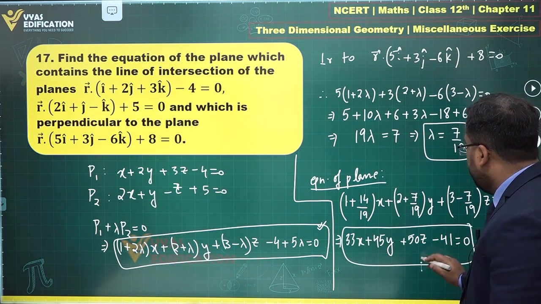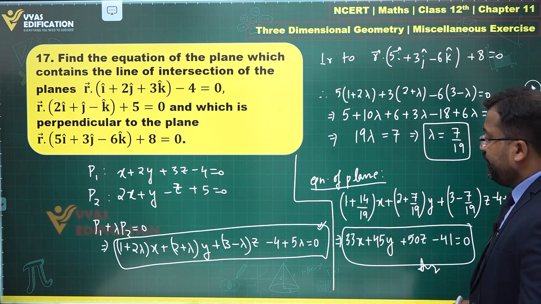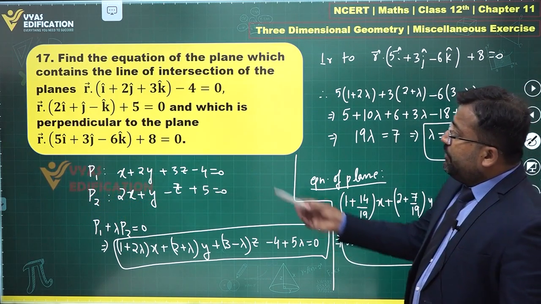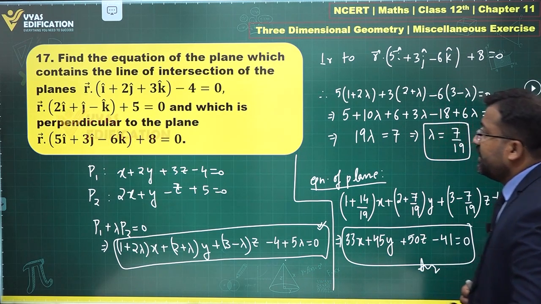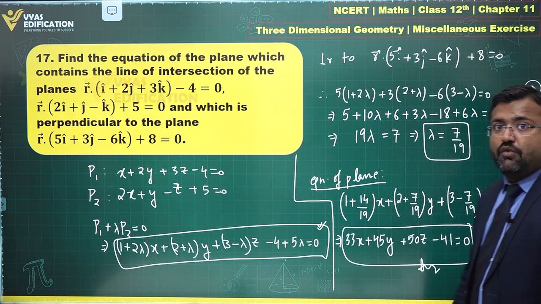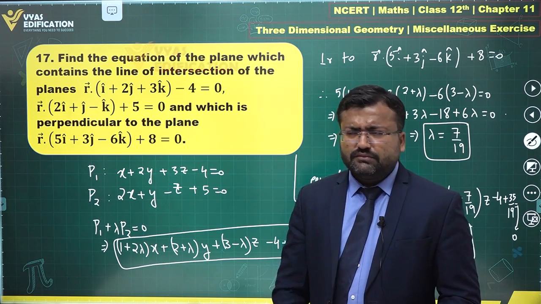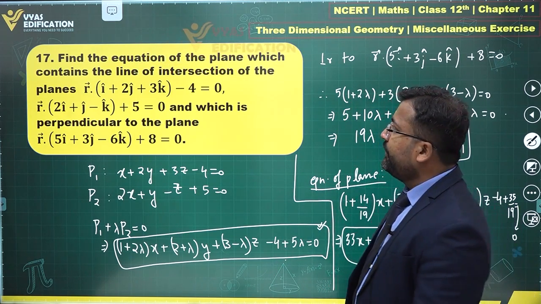That's the required answer for the equation of plane which is perpendicular to this particular plane and passing through the line of intersection of these two planes, right? So that's the required equation. You can take a look at the complete solution over here. That's question number 17 for us.